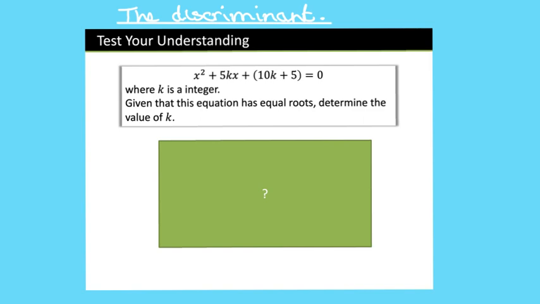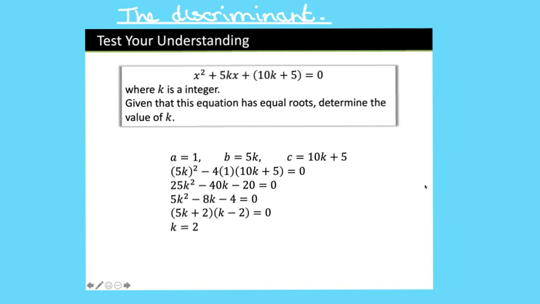Here is another equation. x squared plus 5kx plus 10k plus 5 equals 0, where k is an integer. Given that this equation has equal roots, determine the value of k. Stop the video and work it out. First, write down the values of a, b, and c. So a equals 1, b equals 5k, c equals 10k plus 5.